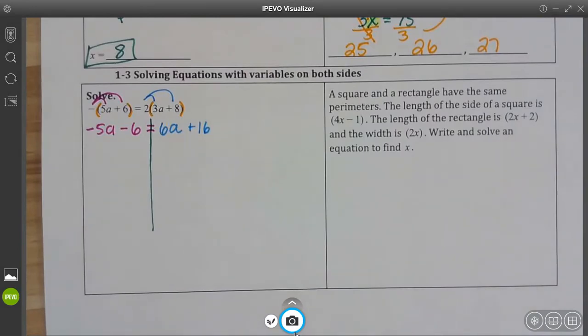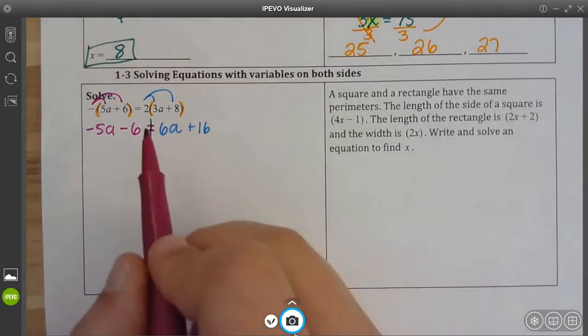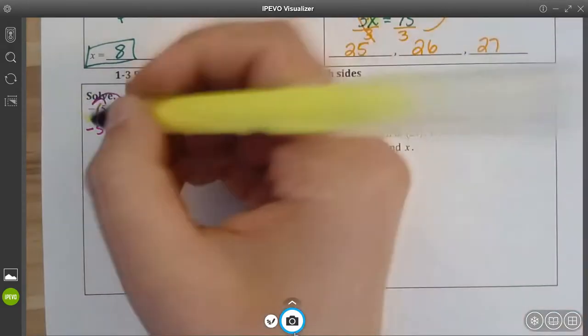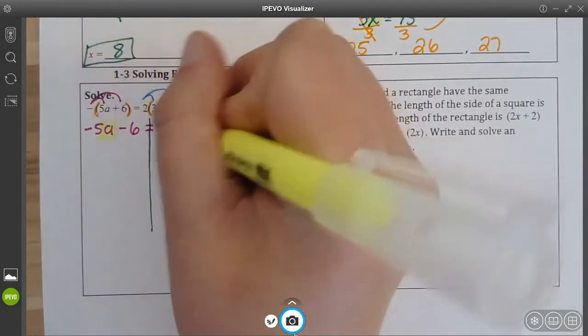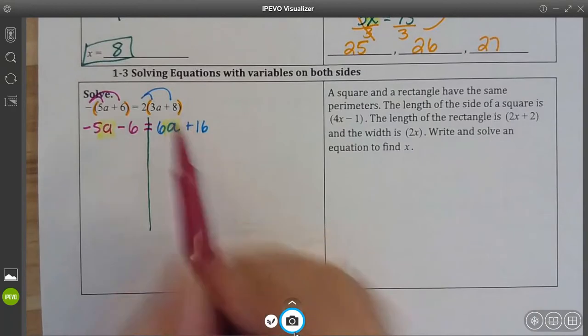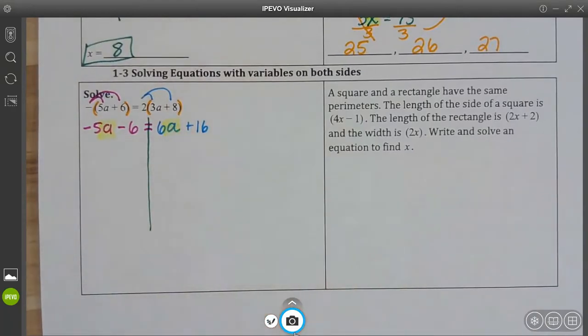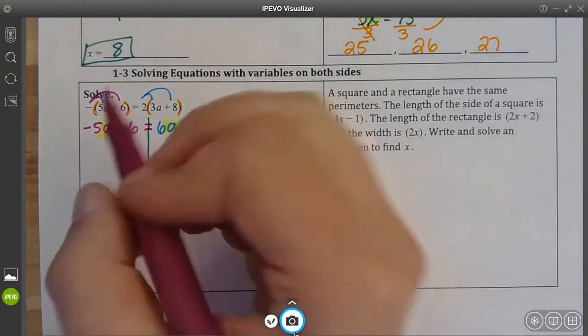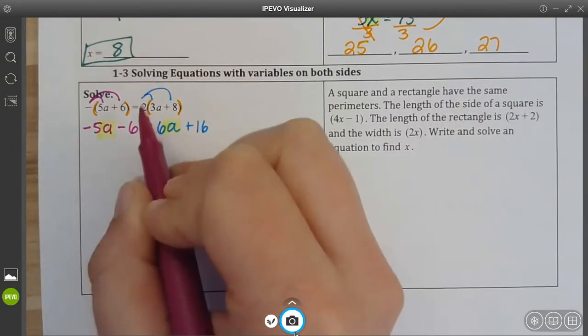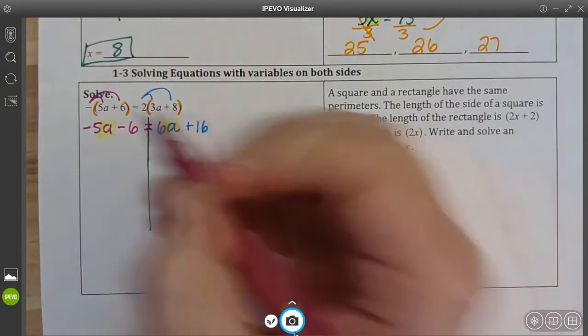And before we can start adding and subtracting or dividing, the problem that we're facing right now is that we have two A's. We have an A on the left-hand side and an A on the right-hand side. So we need to combine those together. So I'm going to take my negative A's and I'm going to move them over to the other side of my red line, or the other side of my equal sign.